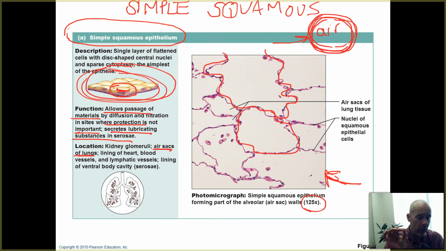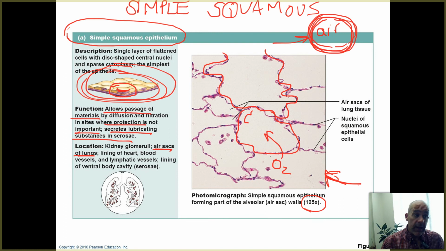Because the wall is built from a single layer of these flat cells, they are good for allowing things like oxygen gas to pass across, and then CO2, carbon dioxide gas, to move out of the blood and into those little air sacs so that you can exhale it out of your lungs.